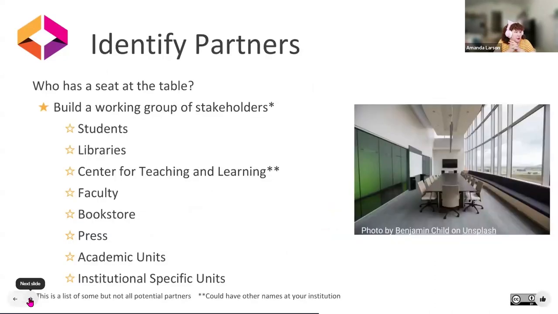Identifying partners, who has a seat at the table, is a really important question to ask, particularly if you're at the beginning of this process. You're going to want to build maybe a working group of stakeholders, and stakeholders could be students. I would definitely recommend a student representative to be a part of it. It could be the libraries if you're not in the library, it could be the Center for Teaching and Learning, and that could be called something else at your institution. It could be the faculty, the bookstore, the university press if you have one, academic units, or institution-specific units. So, think about who your partners are and how much of a role they have in shaping the program.